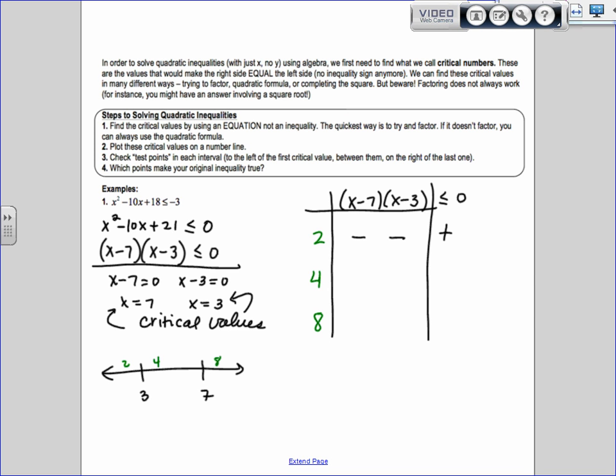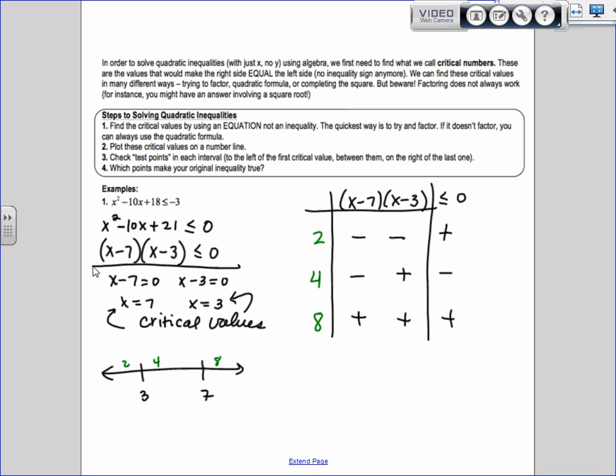All right, 4. If I plug in 4, I get a negative number, right? 4 minus 7. If I plug in 4, I get 4 minus 3, which is positive. A negative number times a positive number will end up being a negative number. And then I try the 8. So I have 8 minus 7 is positive, 8 minus 3 is positive. Positive times positive is a positive.